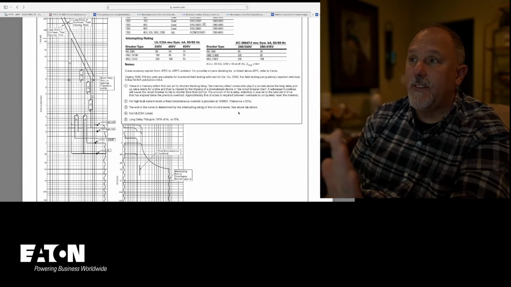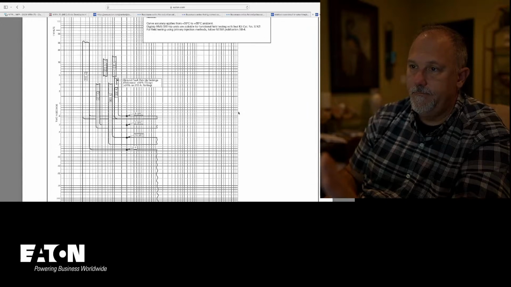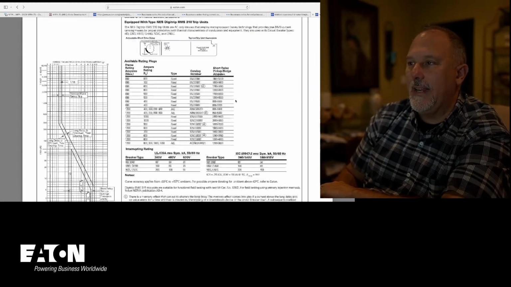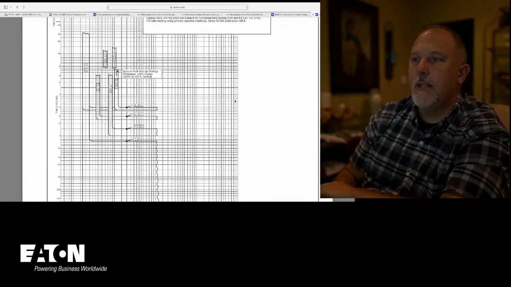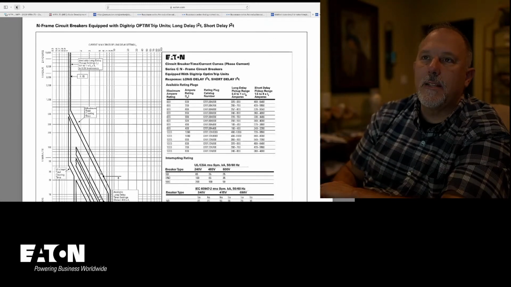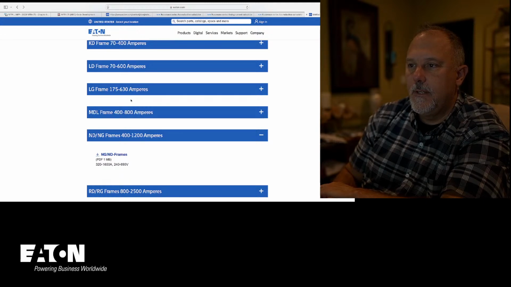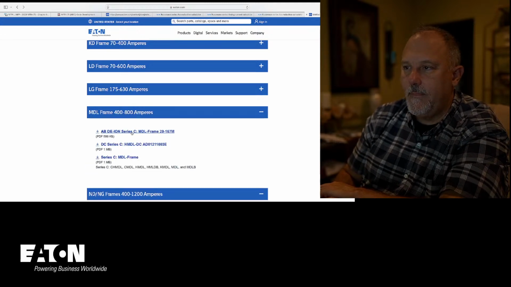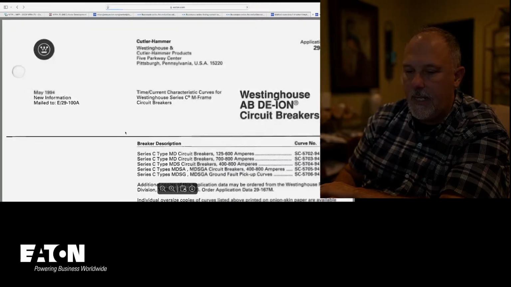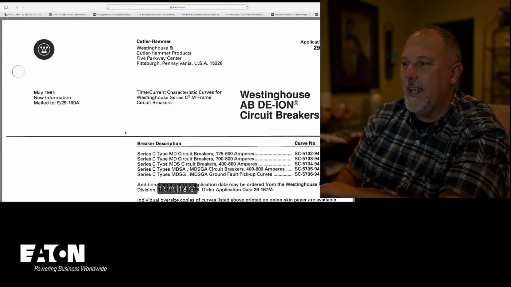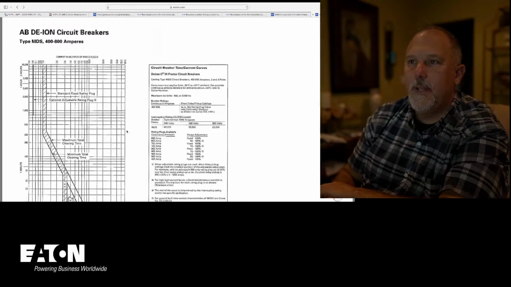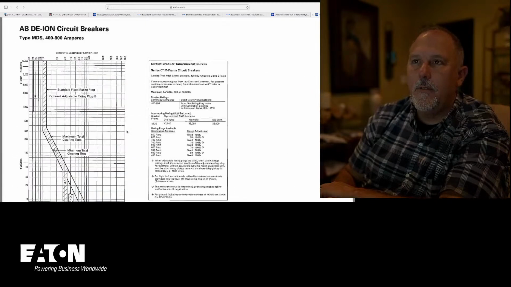This is the value of an electronic trip unit. I want a thermomagnetic. I don't want an electronic. Let me go back to my trip units again. MDL, MDL, ABDE ion. If it's fixed, don't break it. That's exactly right, Robert. Where's my 800? Oh, wait, here we go.